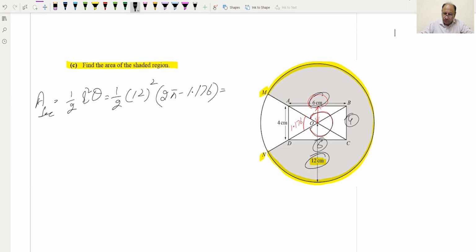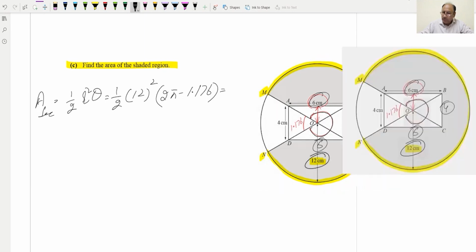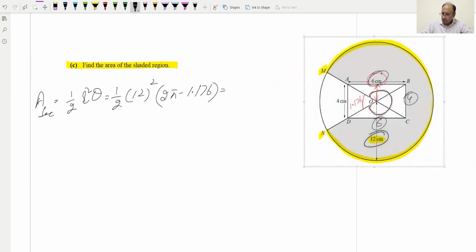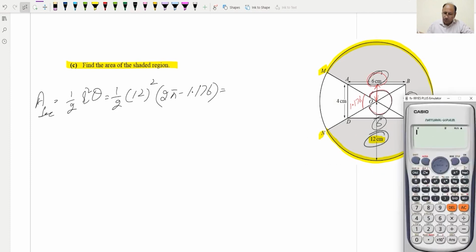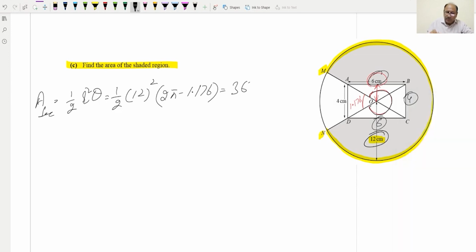Use the calculator for this. This will be 1 by 2 into 12 squared into, in brackets we can write 2 pi minus 1.176 bracket close, and this is equal to 367.72. And now area of triangles.